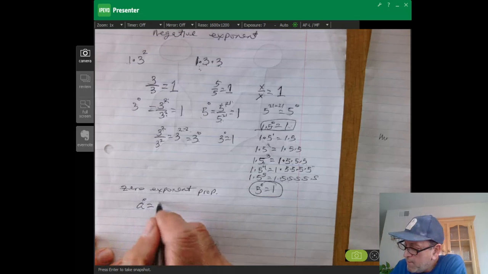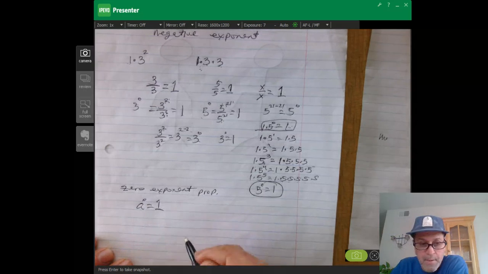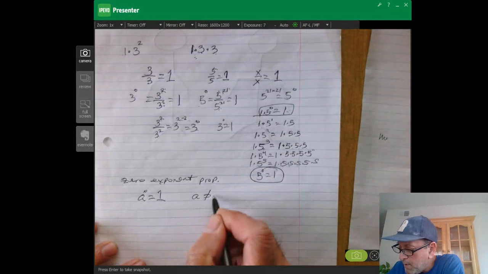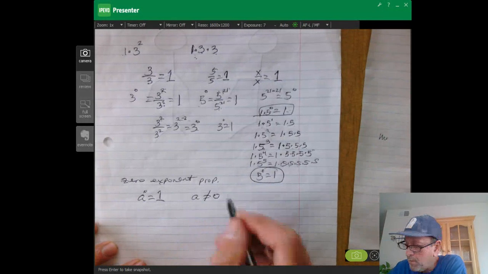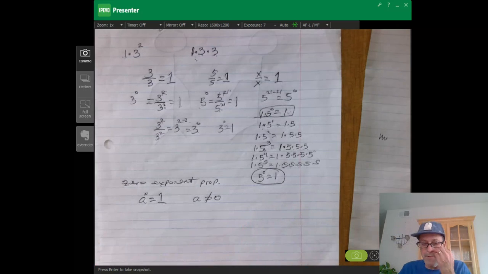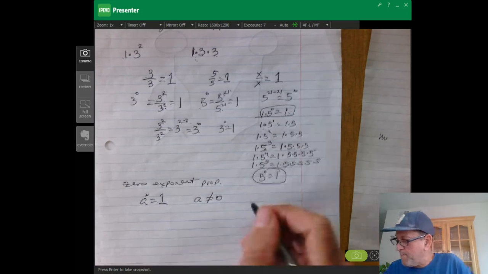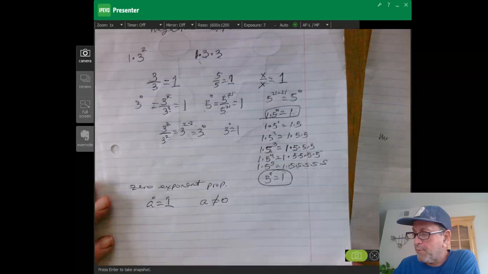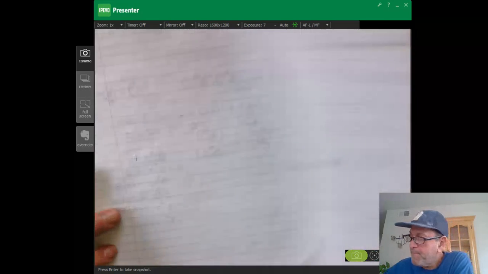A to the 0 equals 1. Now there's only one thing you have to be careful with. A cannot be equal to 0. So 0 to the 0 power doesn't make sense. We cannot use that. So that's the zero exponents property.